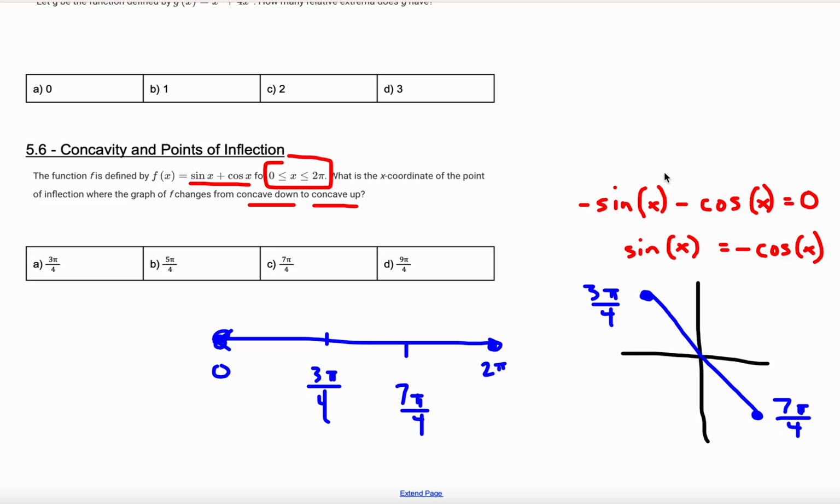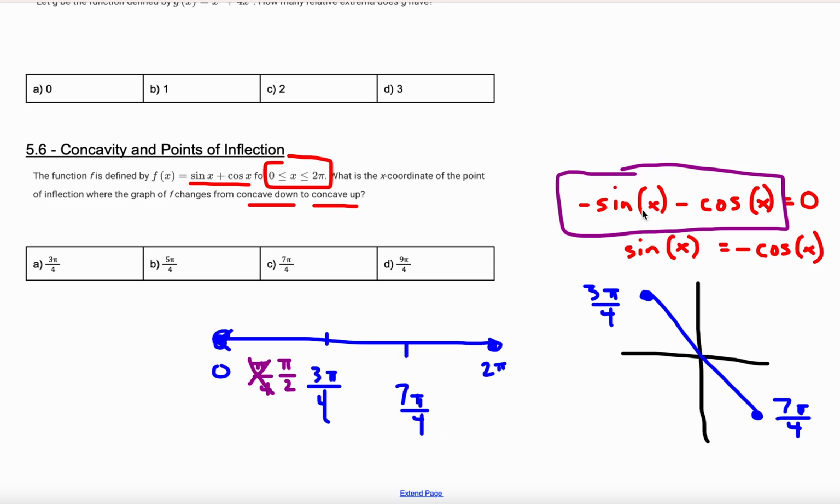Let's test some values. The test values are going to go into the second derivative. I want to know where concave down turns into concave up. So let's start with plugging in, let's say pi over 4. Pi over 4 would probably be a little more complicated to do, so let's just go with pi over 2. Pi over 2 is in that realm.